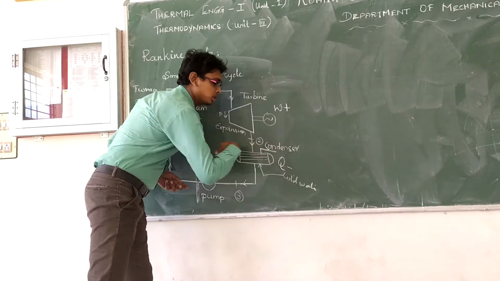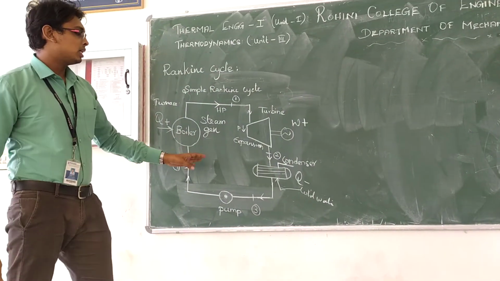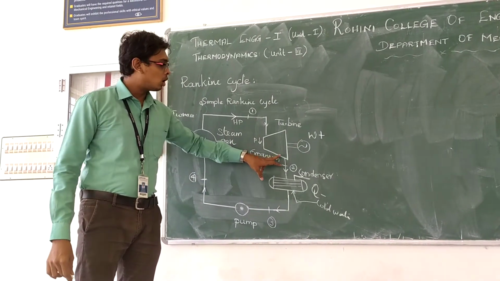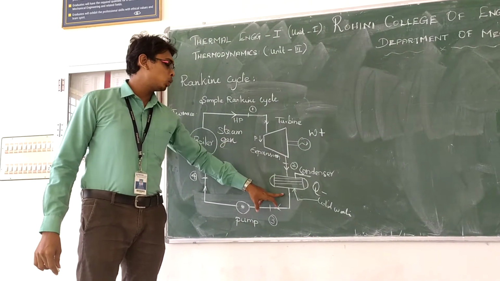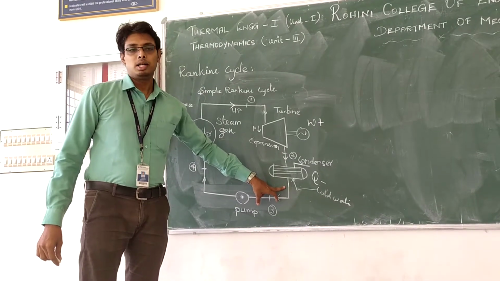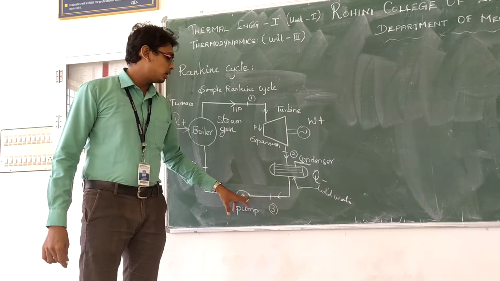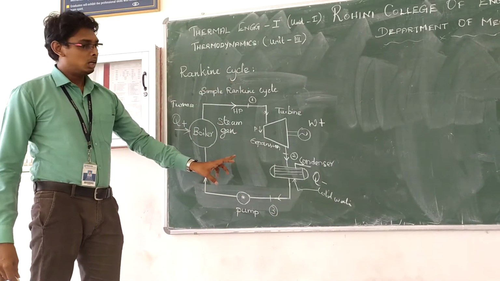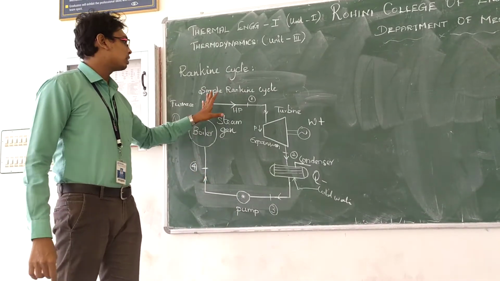So it's like a heat exchanger, right? After rejecting all the heat, the phase change happens. That means the hot vapor is converted to liquid water. After that, the pump pumps it into the boiler. The process is cyclic. So this is the basic concept of a simple Rankine cycle.